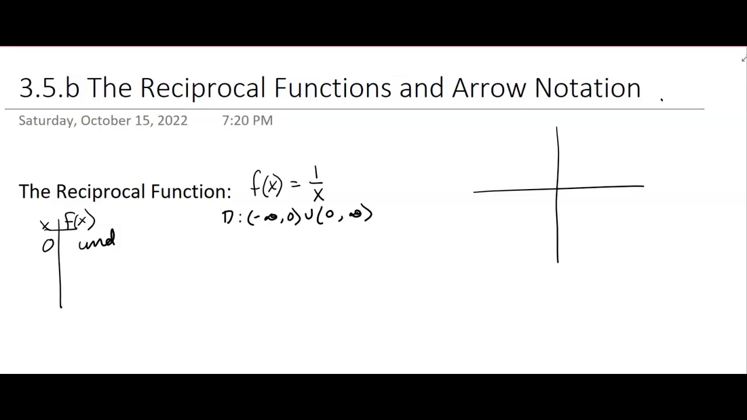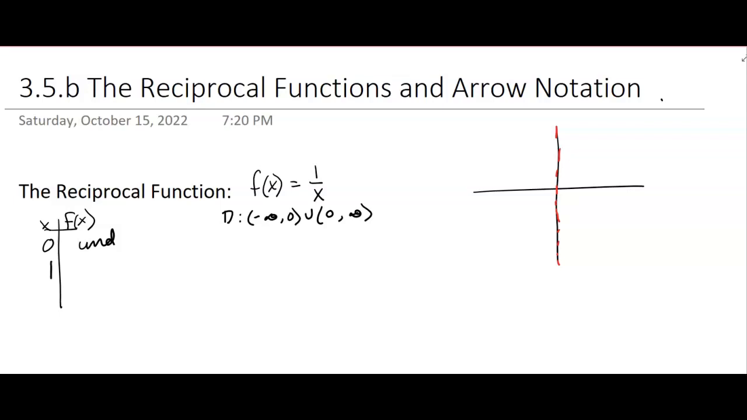When that happens, we're creating what's called a vertical asymptote, which we're going to talk about more later, but I'm going to go ahead and draw it in. So it's a dotted line for an asymptote like that. Okay. So just put that in for now.